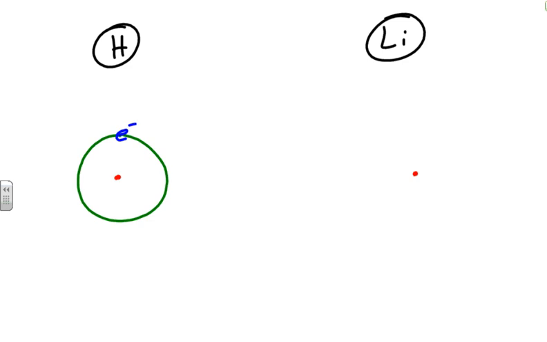Well, the distance from the nucleus to the outermost energy level, that outermost energy level is known as a valence shell, and we call the electrons that are in that shell valence electrons. The distance from the nucleus to the outermost valence shell is going to be the atomic radius.